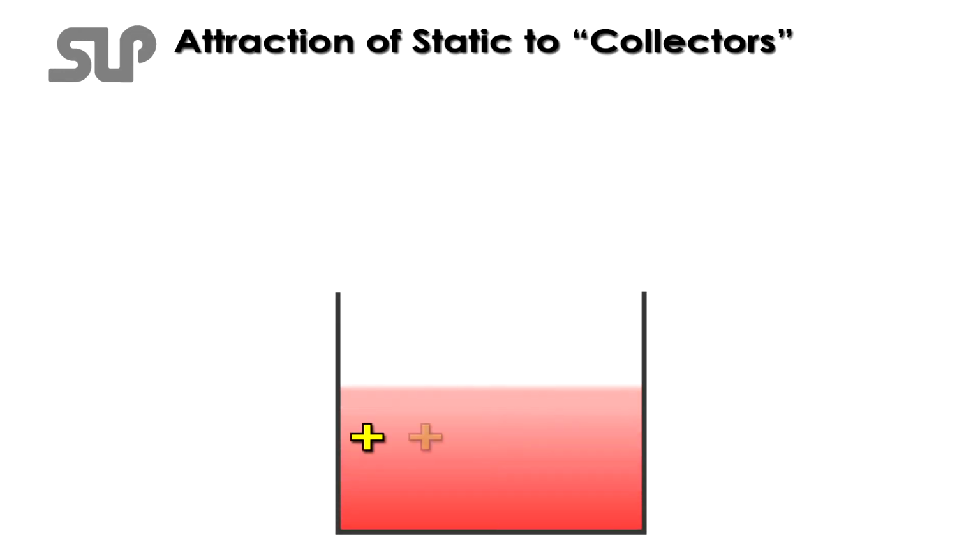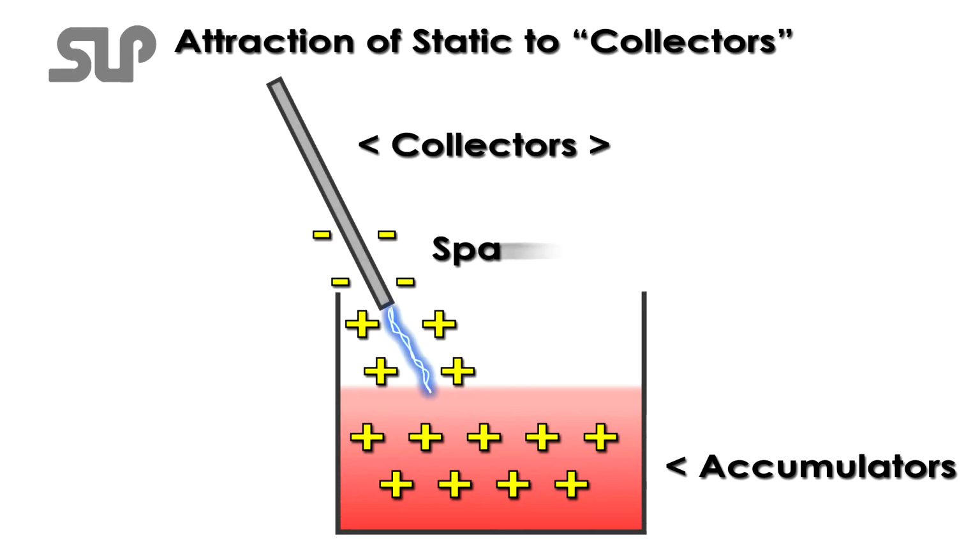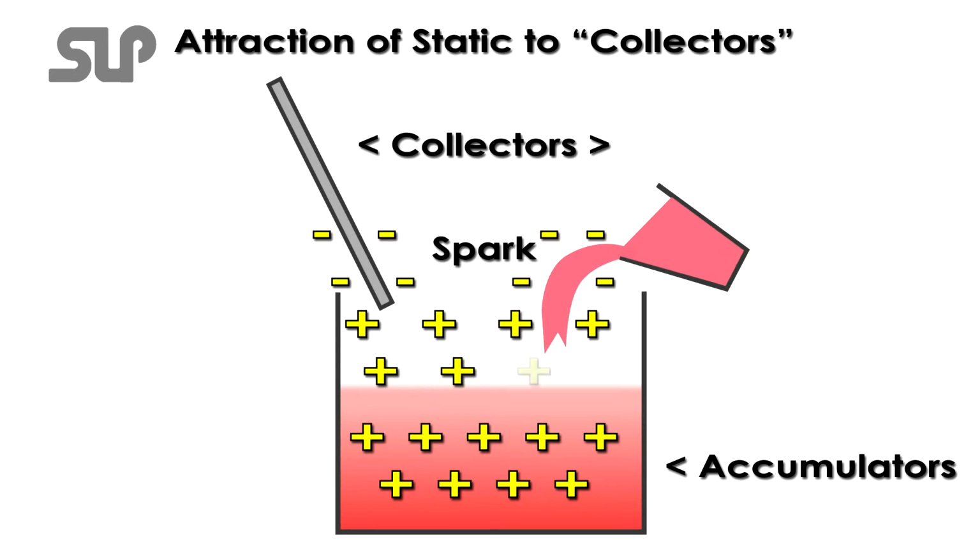Step 4. Whenever static electricity is generated in a product or object, the static electricity will be attracted to any object that has a different electrical potential that is brought close to the static charge. Any object that attracts static is called a collector.